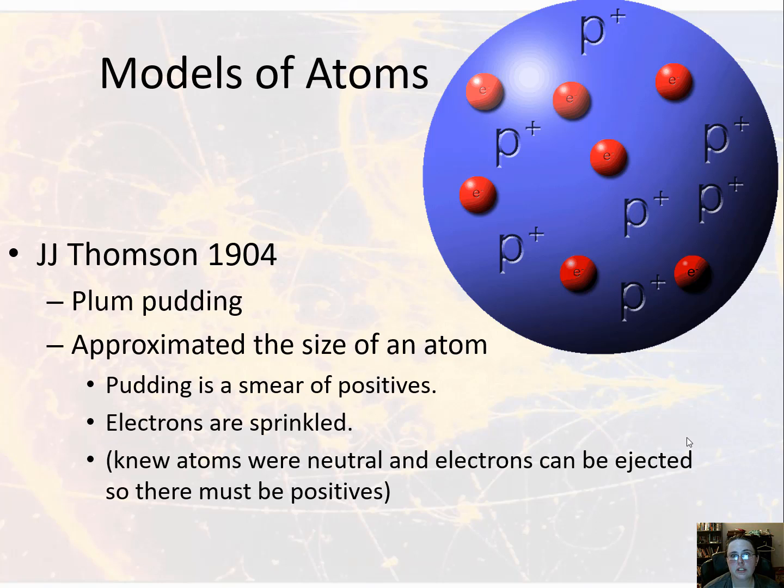We're going to start with J.J. Thomson in 1904. He had the plum pudding model and it approximated the size of an atom. He thought that the atom was made up kind of like a pudding. It was smeared with positives and the electrons were sprinkled throughout like plums in plum pudding. We knew that atoms were neutral because electrons can be ejected, so there must be some kind of positive. So he thought they were just kind of sprinkled throughout.